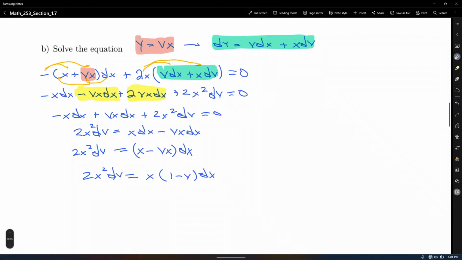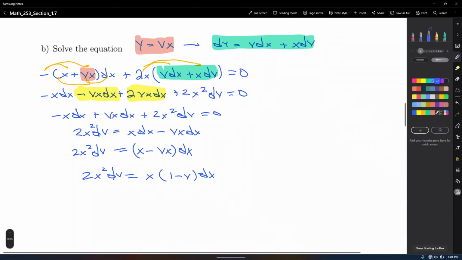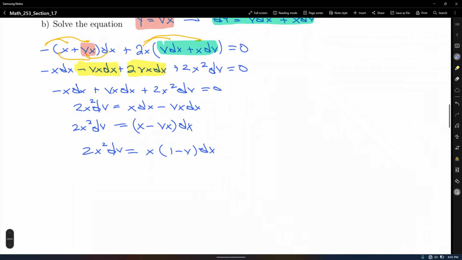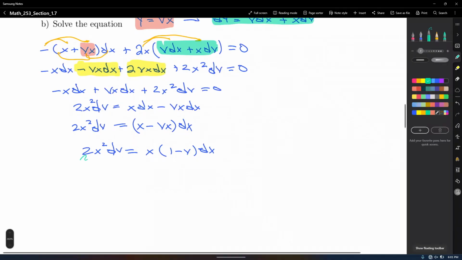And we're almost there separating the variables, because have a look at this. x dx is already on the right hand side. We only need to move the 2x squared, and we would also need to divide both sides by 1 minus v. Let me do one at a time. Let me use a different color for this. So I'm going to divide both sides by 2x squared.